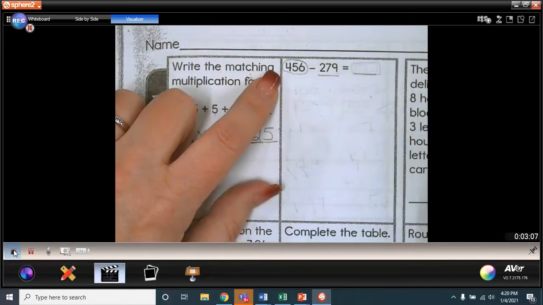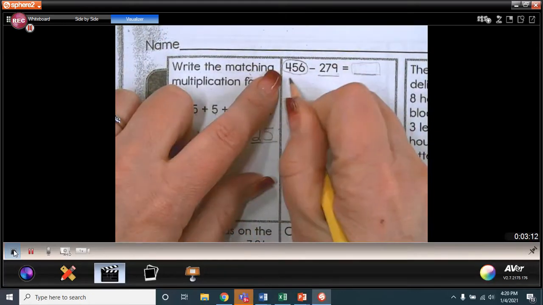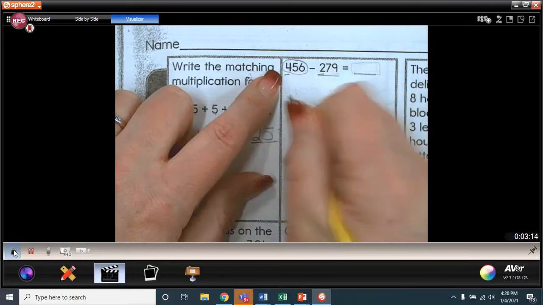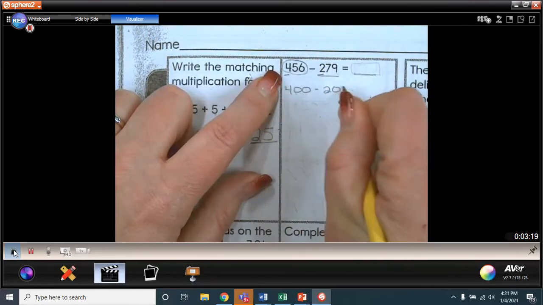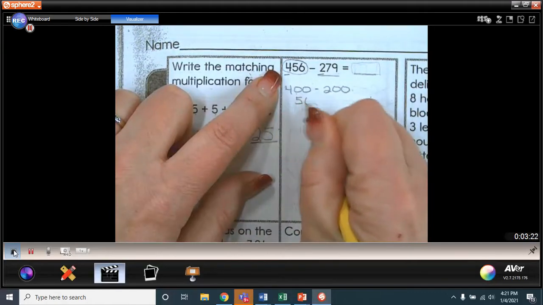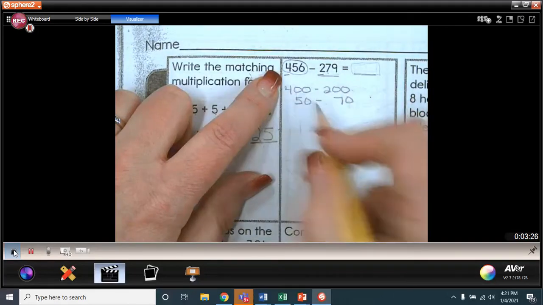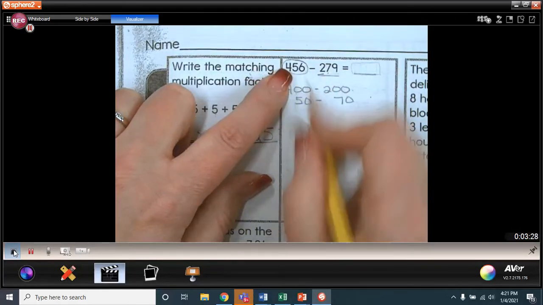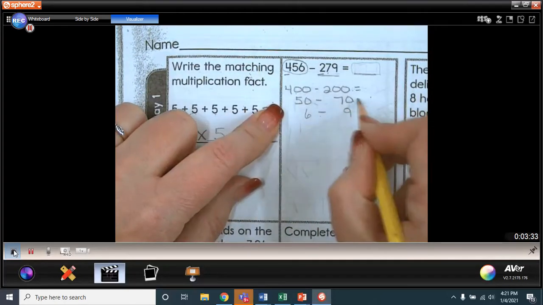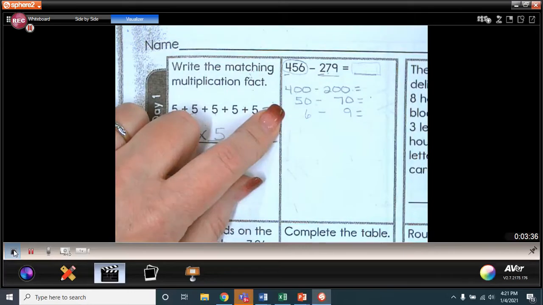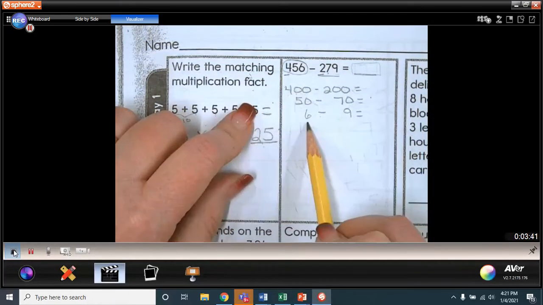Now, I can use one of my strategies, which could be the break apart strategy, which means I'm going to take each place value. I'm going to take my hundreds and subtract hundreds. I'm going to take my tens and subtract tens, which would be 50 minus 70 here. And then I have my ones, and I subtract ones. So basically, I'm just setting up my problem based on my place value. Here's my hundreds, my tens, and my ones.